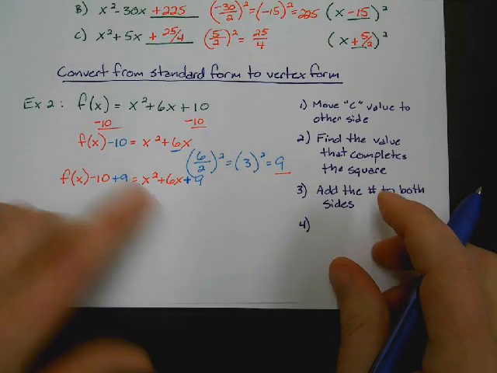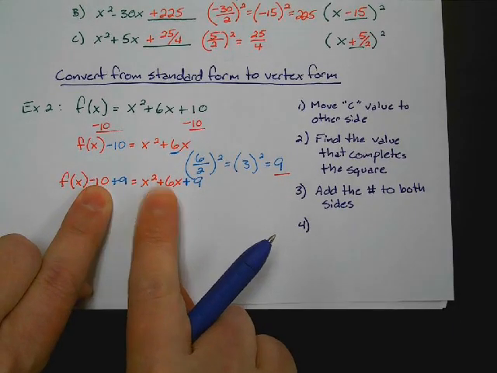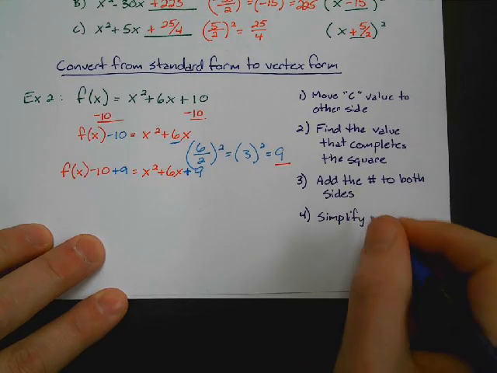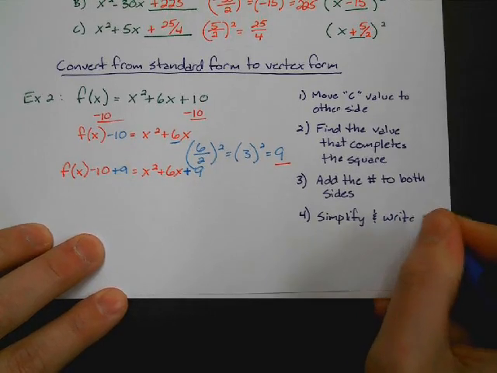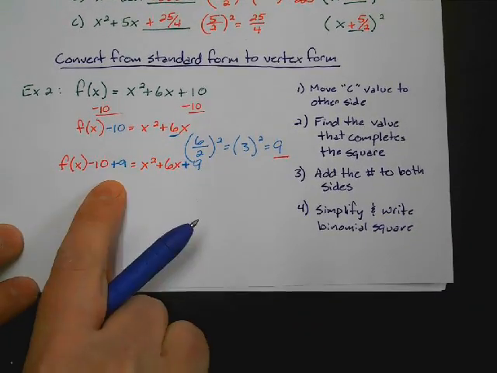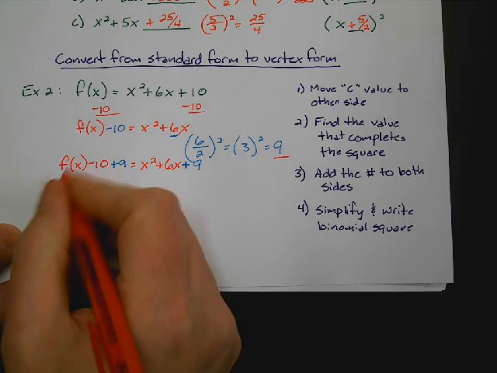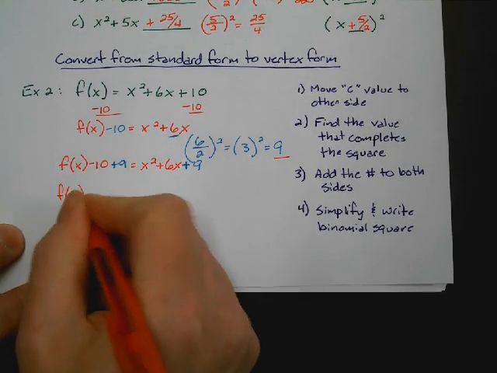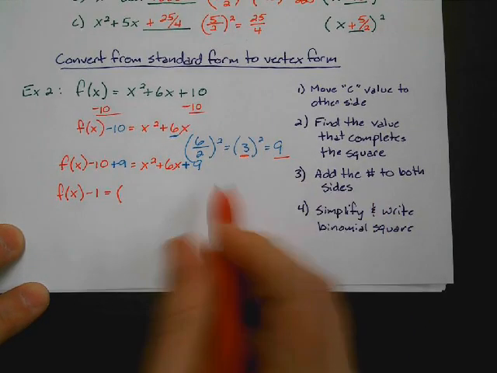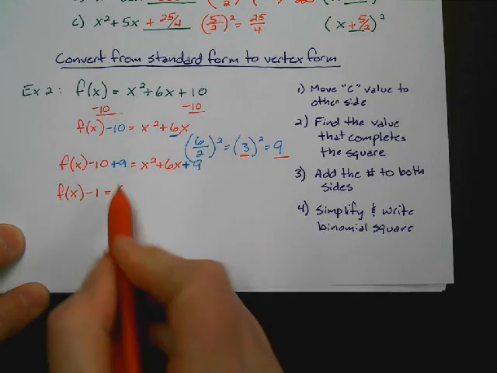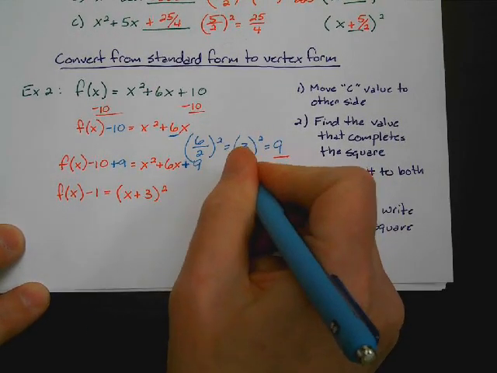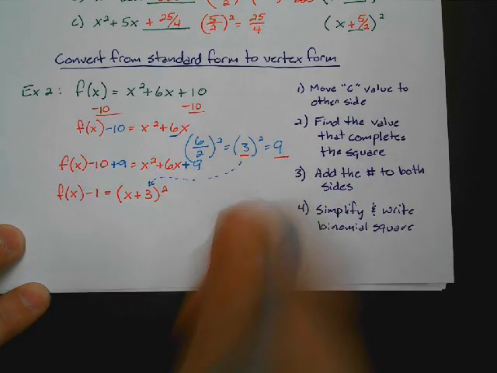Step 4, we're going to simplify this side, and then we're going to write the binomial square that we made on this side. So we're going to simplify, and write the binomial square. So on this side, simplifying, negative 10 plus 9 is negative 1. So on that side, I'm going to get f of x minus 1. On the other side, what binomial square did I just make here? Well, I have to go back up here and ask myself, what number did I square? I squared 3. So I just made the perfect square, x plus 3 squared. So that value, just like we did above on example 1, that value is the number that we plug in right here for the perfect square.